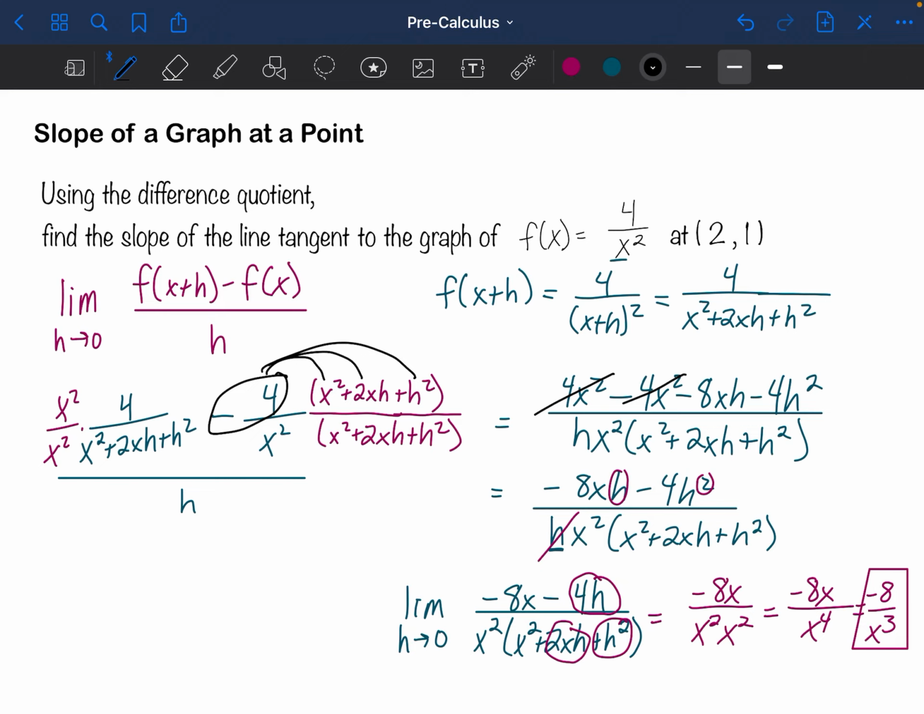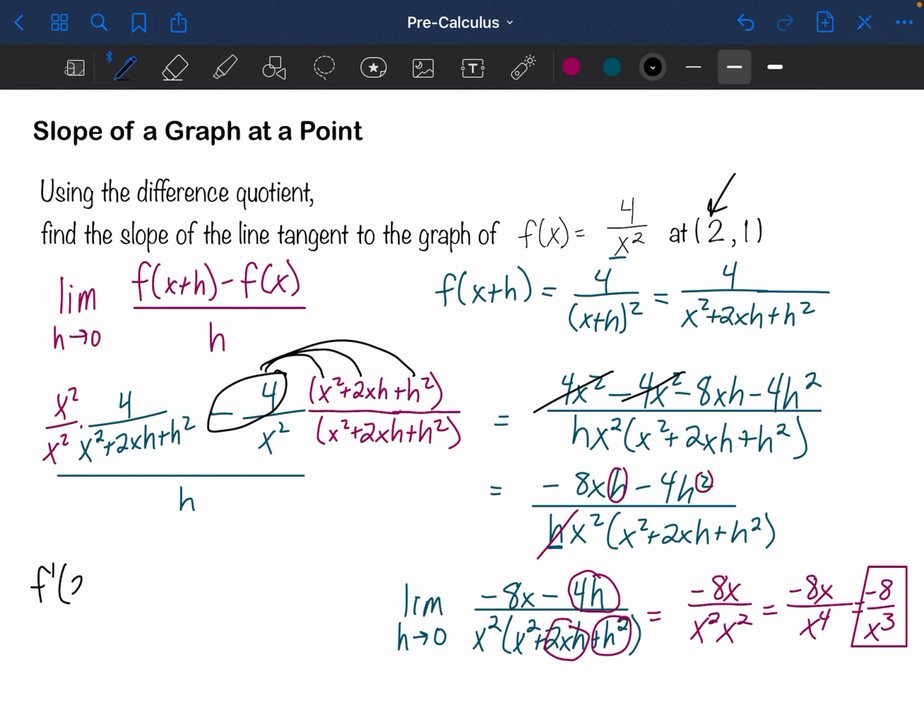One more step, because I didn't just want to find the equation for the instantaneous slope. I want to know what the slope is at (2, 1). So at x equals 2, let's figure that out. f prime of 2 equals negative 8 over 2 to the third power, which is negative 1. Nice. So that's the slope at this given point. So at (2, 1), the slope is decreasing at a rate of negative 1, whatever the units are.